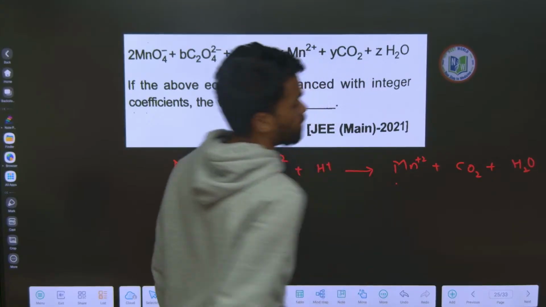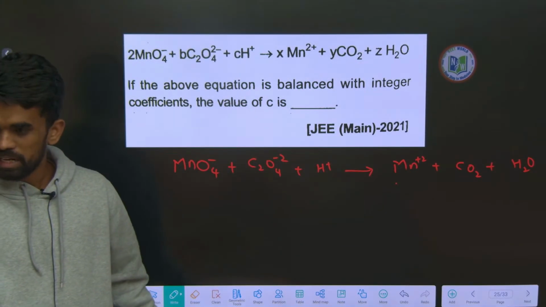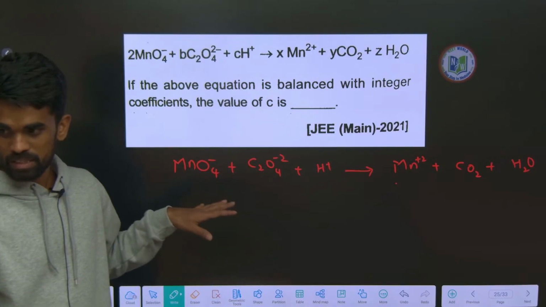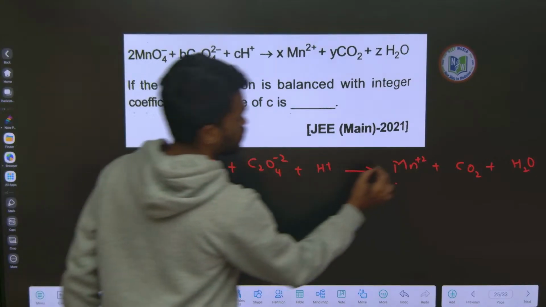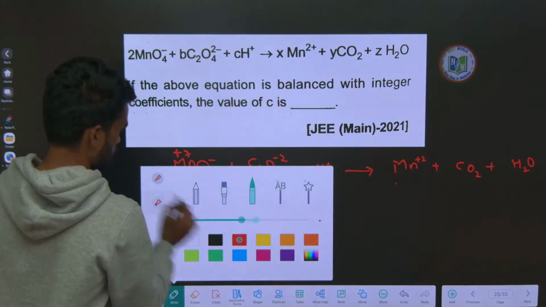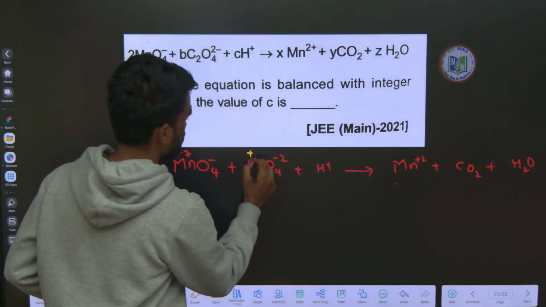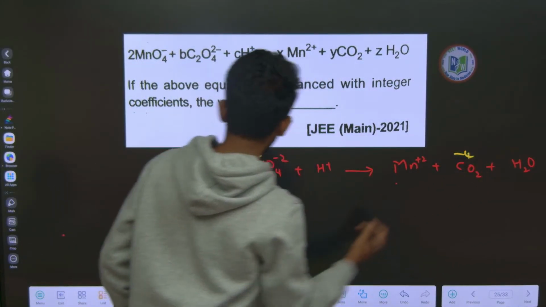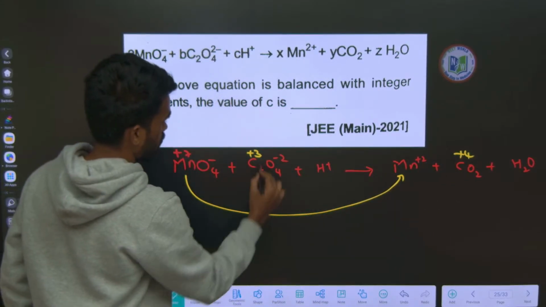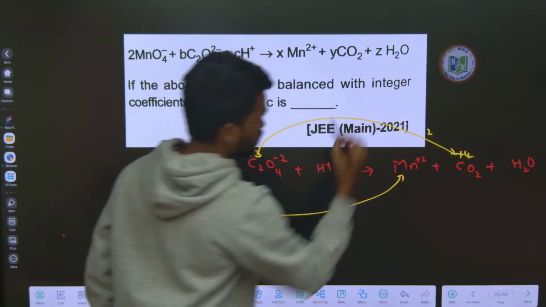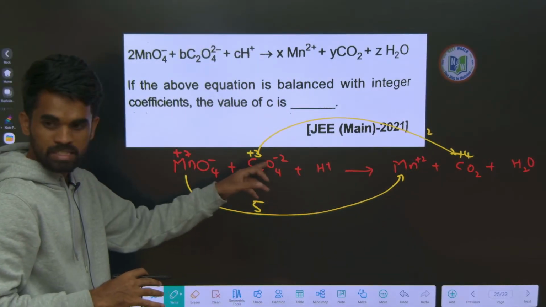Do not look back into your books again. Anyway, we practiced PYQs that day also. But tell me for this one without looking back. Manganese +7 converting into +2, and here +3 converting into +4. Now how many electrons? Here 5, and this one is 2. So now what to do? Equalize the electrons. Simple, multiply this number here and this number here.